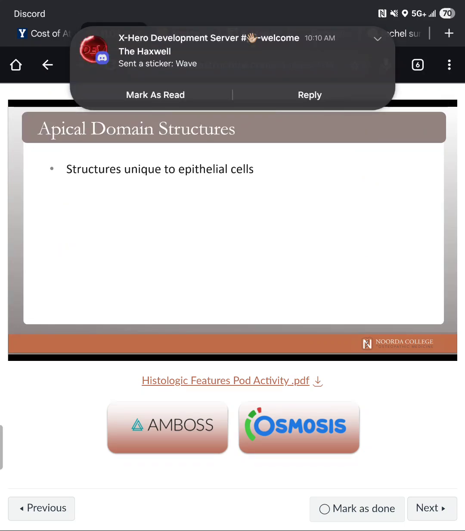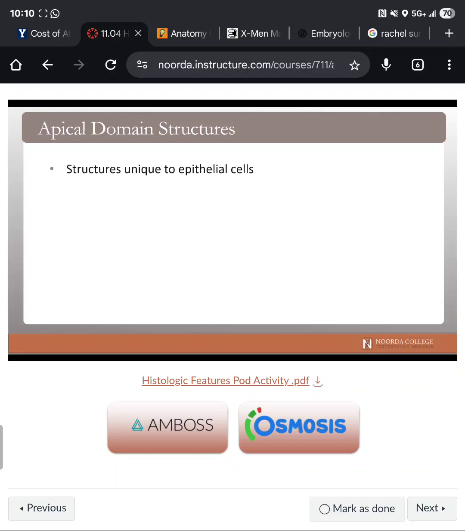So in these next few lectures, we're going to talk about apical domain structures, which are very unique to epithelial cells. These are termed surface modifications because the plasma membrane is altered in these types of cells. The structures include microvilli, also known as brush borders, stereocilia, as well as cilia. In this particular lecture, we're going to focus on microvilli and stereocilia. Cilia will be discussed in a separate lecture.